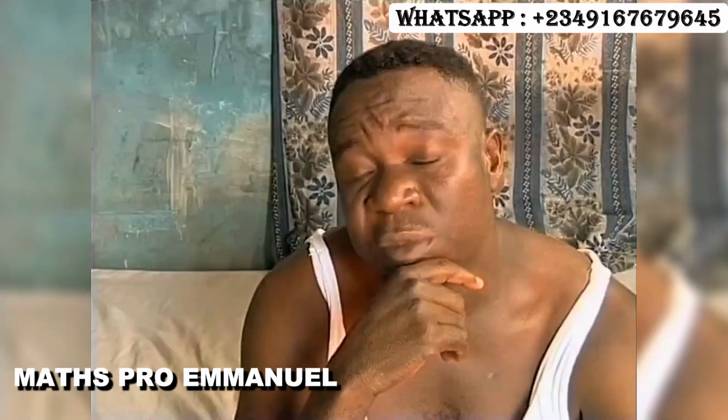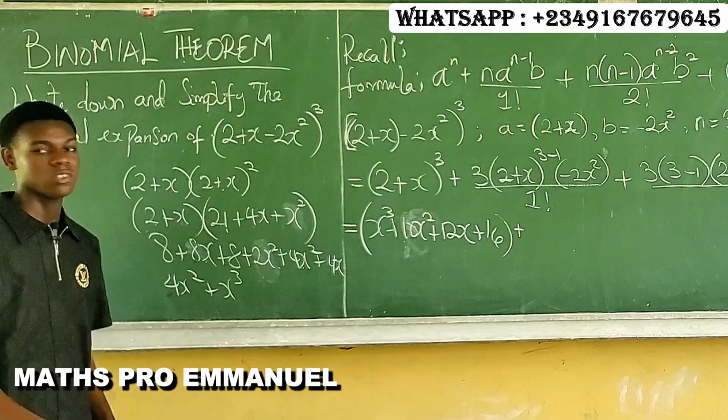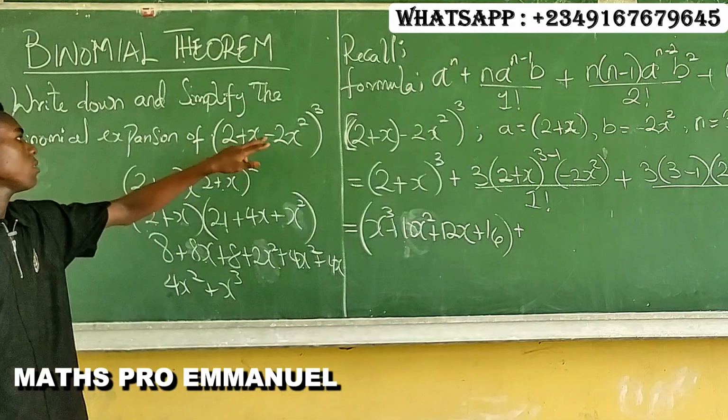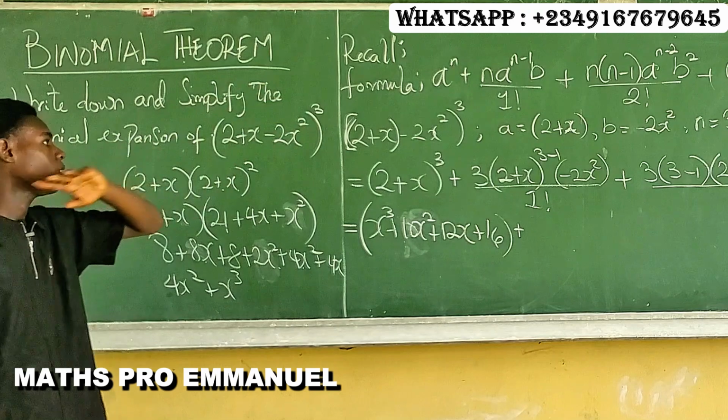Do you understand? Okay. So this is the original goal. We have to expand 2 plus x minus 2x squared all raised to the power of 3. You have to expand this.